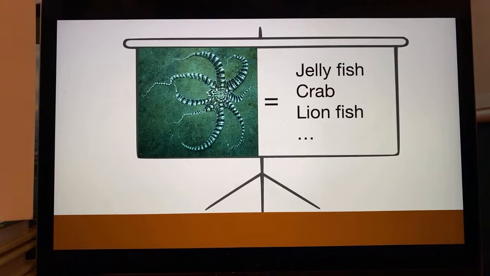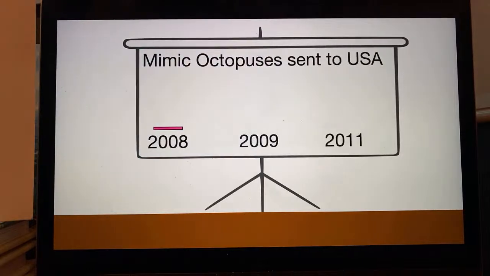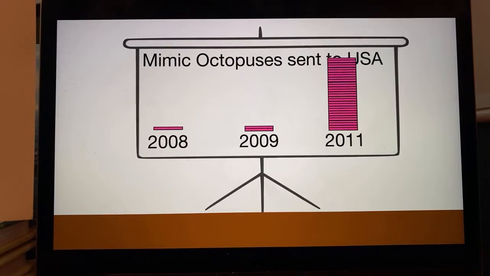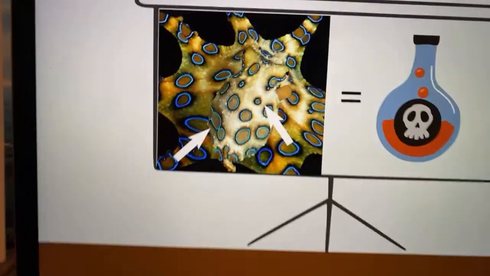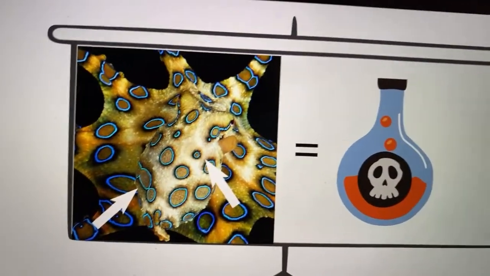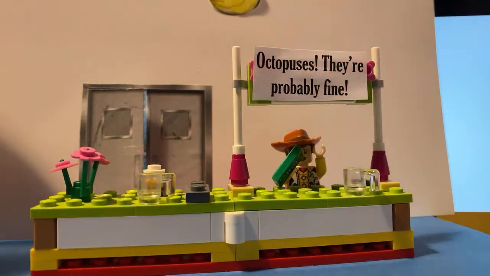Mimics don't do well in captivity, so the numbers are a little bit worrying. Only one was exported to the USA in 2008. It was two in 2009, but by 2011 it was 30. I couldn't find any more dates. The other octopus, where the numbers are rising for the ones in captivity, is the blue ring octopus, which is very worrying because they are deadly. One golf ball size octopus has enough venom in it to kill 10 humans, but they're very pretty. So pet shop owners have been known to stock them without even knowing what they are.